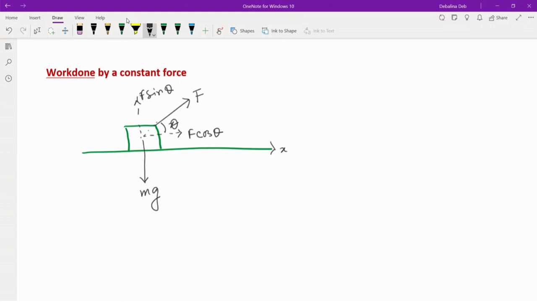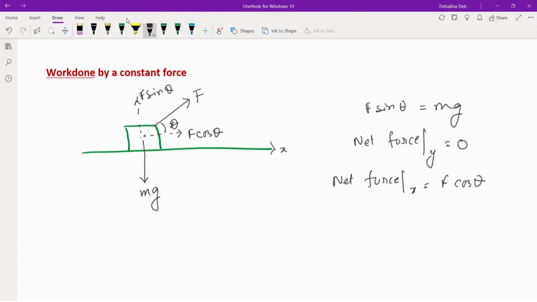Now this F sin theta will be balanced by the weight of the object. So we can write it like this, because y के डायरेक्शन में हमारी कोई भी मूवमेंट नहीं है, तो net force along y axis is actually 0. But the net force along x axis, what about that? That is not equals to 0. That is equals to F cos theta. And due to this force, the object, let us say that object is moving by a distance s.